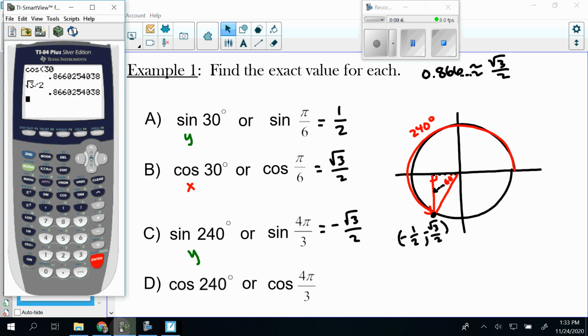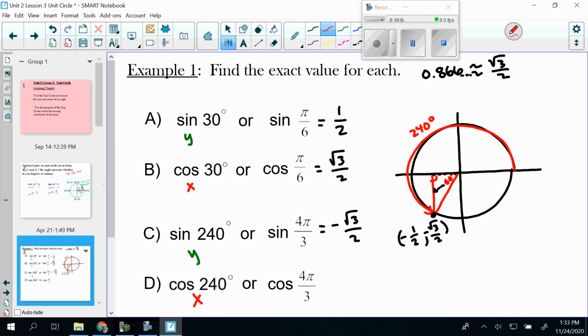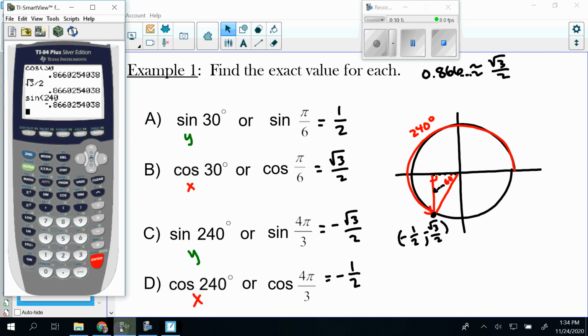If we want to test it on the calculator, I believe right now I'm in degrees here, so if I hit sine 240, yeah, you get the same decimal number but negative, so it looks like we got it right. That also means the cosine of that same angle should be the x value here, and so this would be equal to negative 1/2. So if you type in cosine 240, you should get negative 0.5.